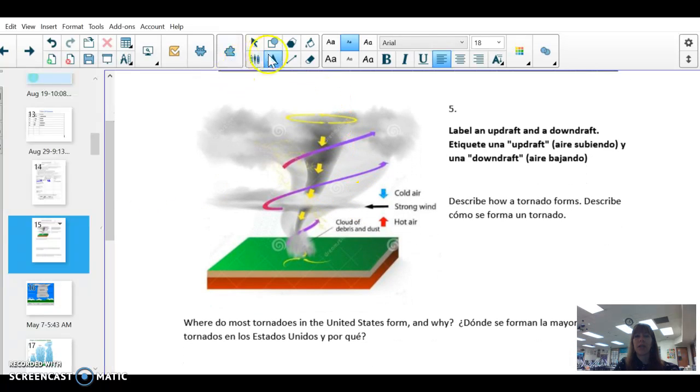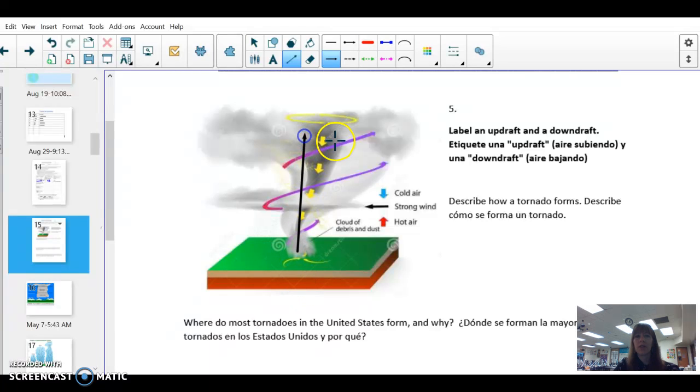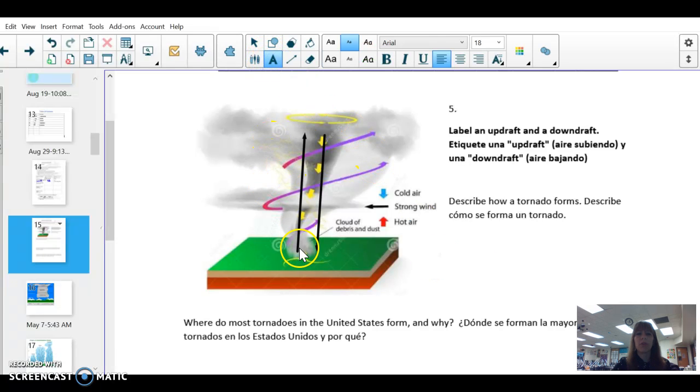Label an updraft and a downdraft. So think about, where does an updraft and a downdraft occur? Are they on the outside or the inside of a tornado? If you said they're on the inside, you're correct. Remember with the tornado simulator, when we put our hand on the inside, we didn't put it on the outside. We felt the winds on the outside, but to stop the tornado, we put our hand right in the middle. So right here, you should draw 2 arrows, and you should label one updraft and one downdraft. Remember that draft is just like another word for wind. So it's like an upwind and a downwind.